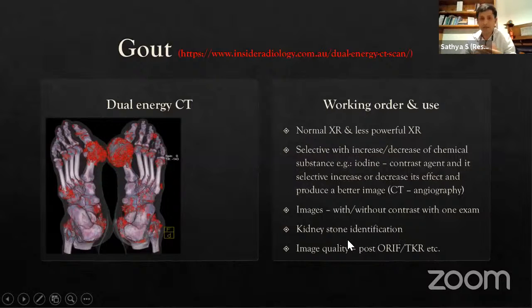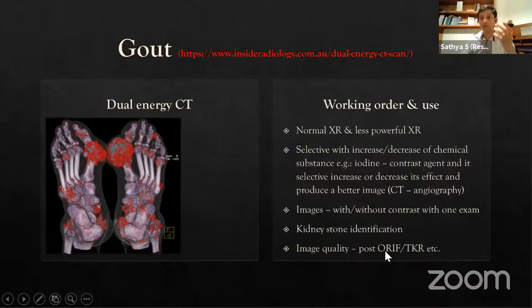So sometimes it can be used for kidney stone identification and for image quality. Especially when you don't want this person exposed to a CT scan or MRI scan, because it bounces back, or MRI is contraindicated with metal presence. So they go for this type of dual energy CT scan. So you are getting a better image quality.